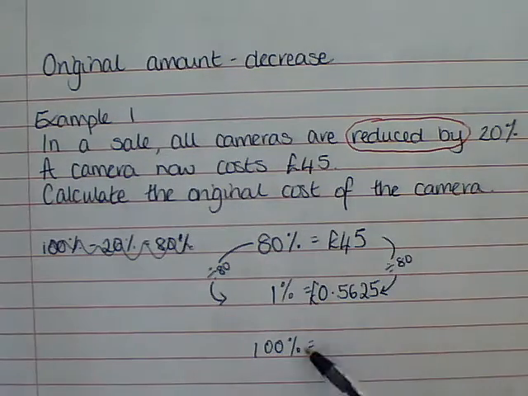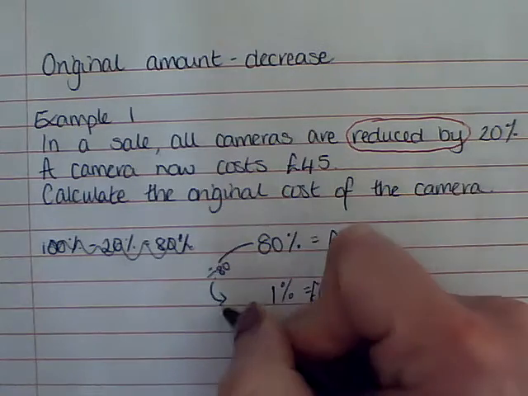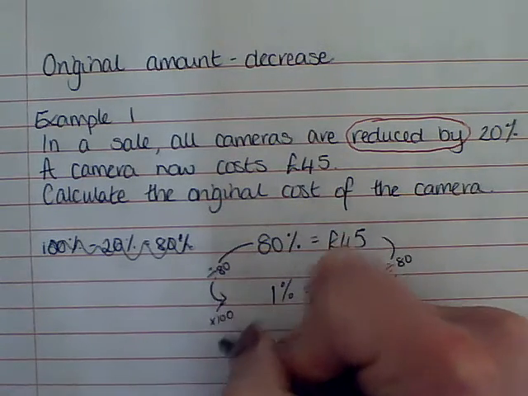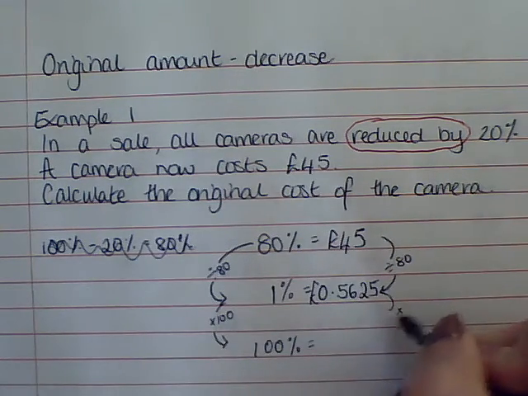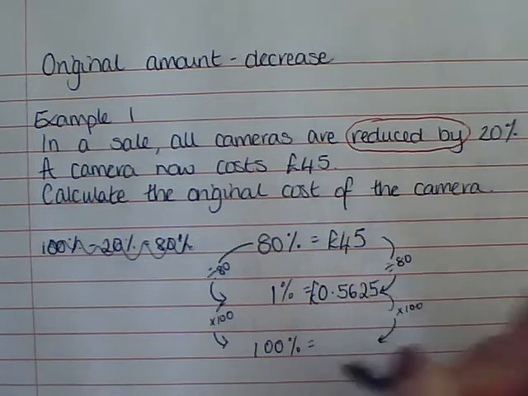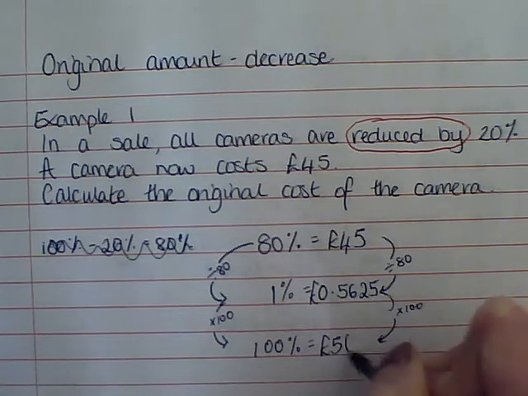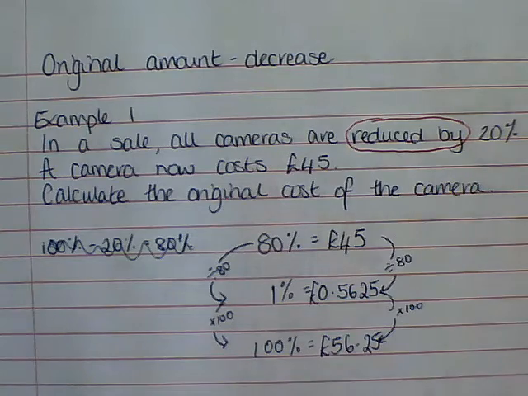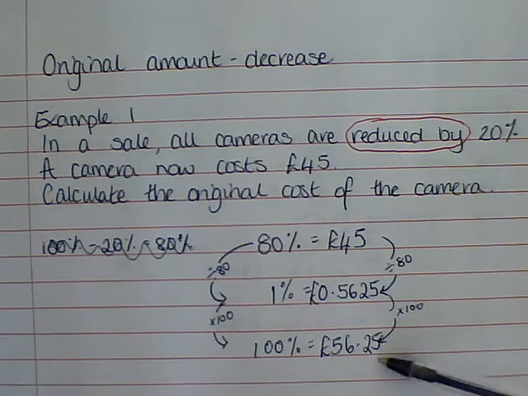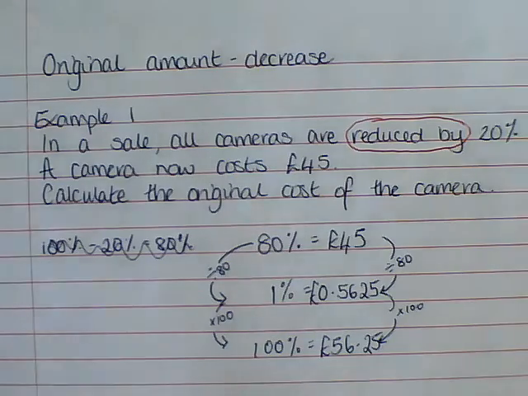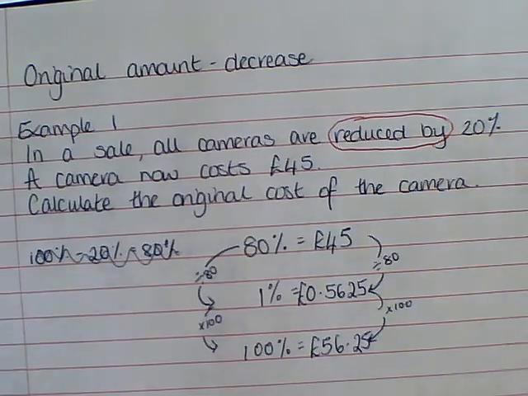And now I need to find 100%, so I need to times by 100, which will give me £56.25. So the original cost of the camera was £56.25, but once it's had 20% taken off in the sale, it's £45. I'm going to show you how you would do this without a calculator.